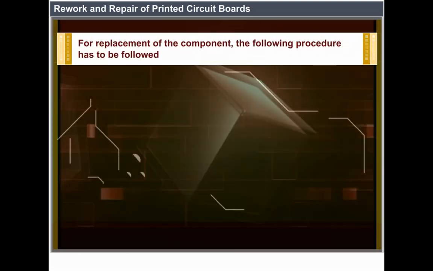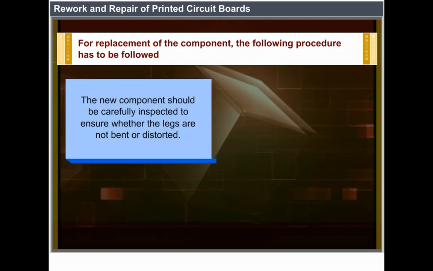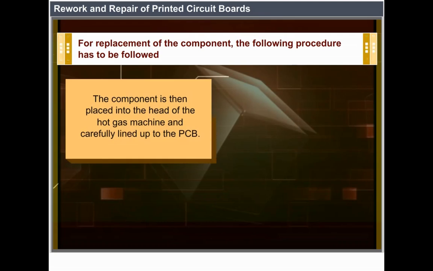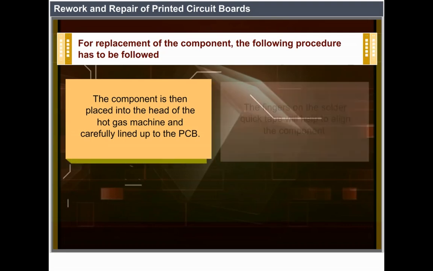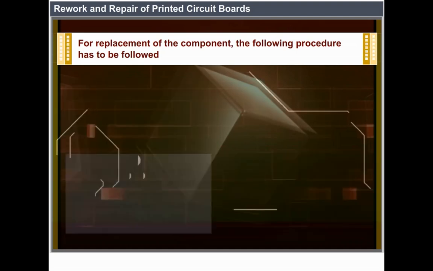For replacement of the component, the following procedure is followed. The new component should be carefully inspected to ensure that the legs are not bent or distorted. A thin film of flux is lightly applied to the pads. The component is then placed into the head of the hot gas machine and carefully lined up to the PCB. The fingers on the solder quick tape will help to align the component.